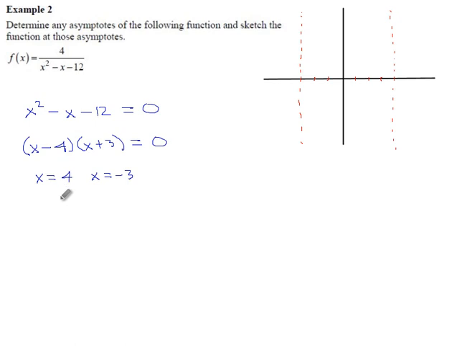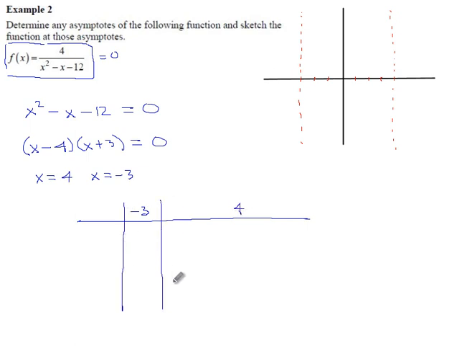We know that this function is undefined, not just the denominator, but the entire function is undefined when x is 4 or negative 3. And if you look for places where this function equals 0, there aren't any. Because the first thing you do when you solve it is multiply both sides by the denominator. You'd end up with 4 equals 0, which means no solutions. But we have these two numbers. Let's see what the function does on and around those numbers.